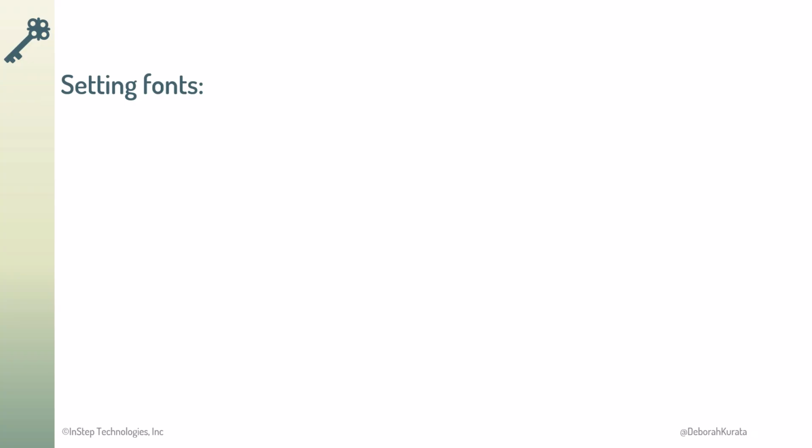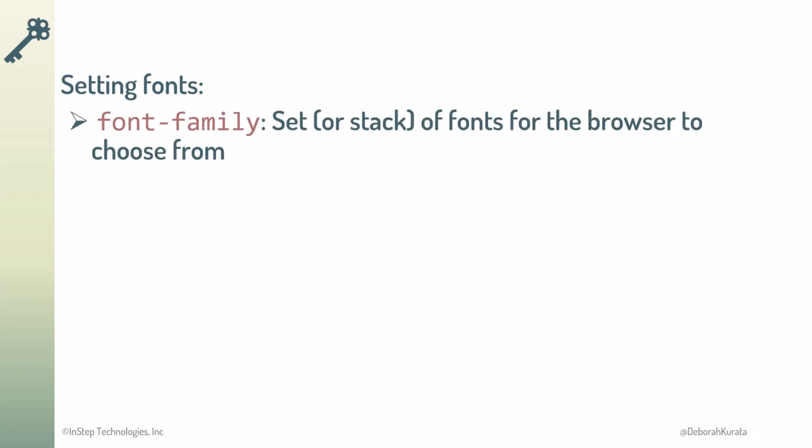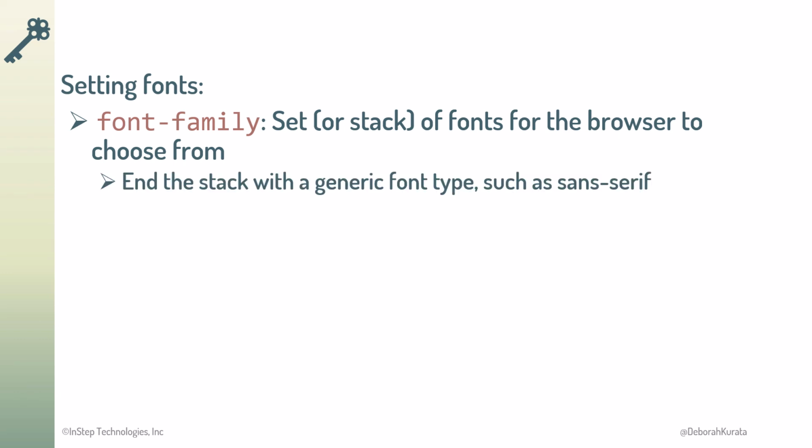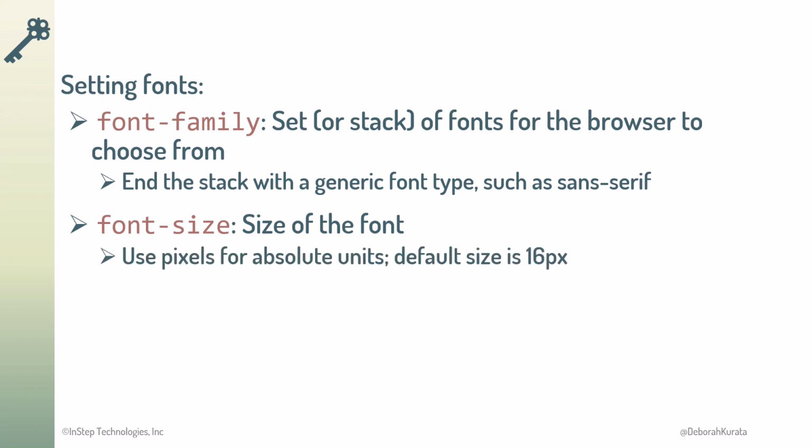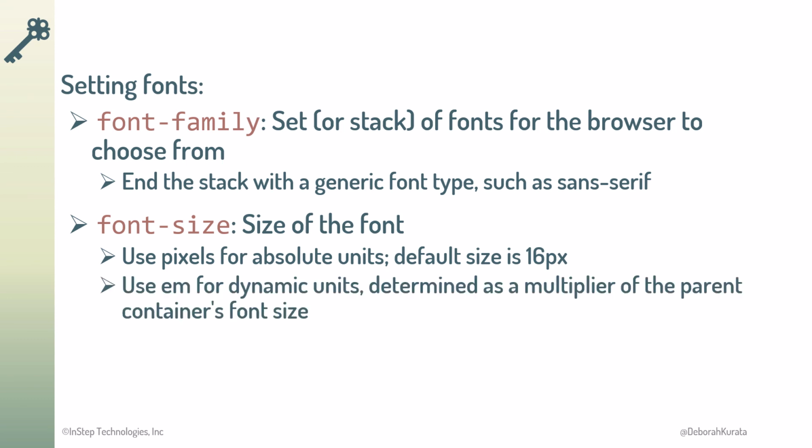So, we can set the tone of our site by selecting an appropriate font. Use the font family to define the set, or stack, of fonts for the browser to choose from. The browser will use the first one that is available on the user's system from that stack. End the stack with a generic font type, such as sans-serif, in case all else fails. Use the font size to set the size of the font. Use pixels for absolute units. The default size of the font is 16 pixels. Use em for dynamic units, determined as a multiplier of the parent container's font size. Use font weight to set the amount of bold.